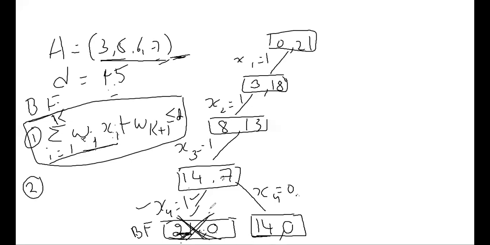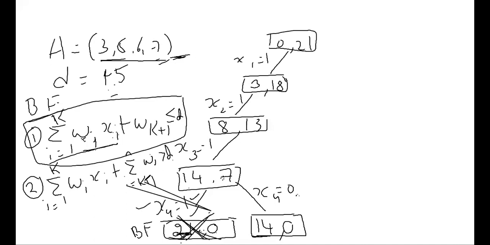I will write one more bounding condition, right? So what is this bounding condition? Summation i equal to 1 to k, that is the elements which are added so far, plus the summation of the next set of elements, summation i equal to k+1 to n of wi, should be greater than d. Am I clear with this?